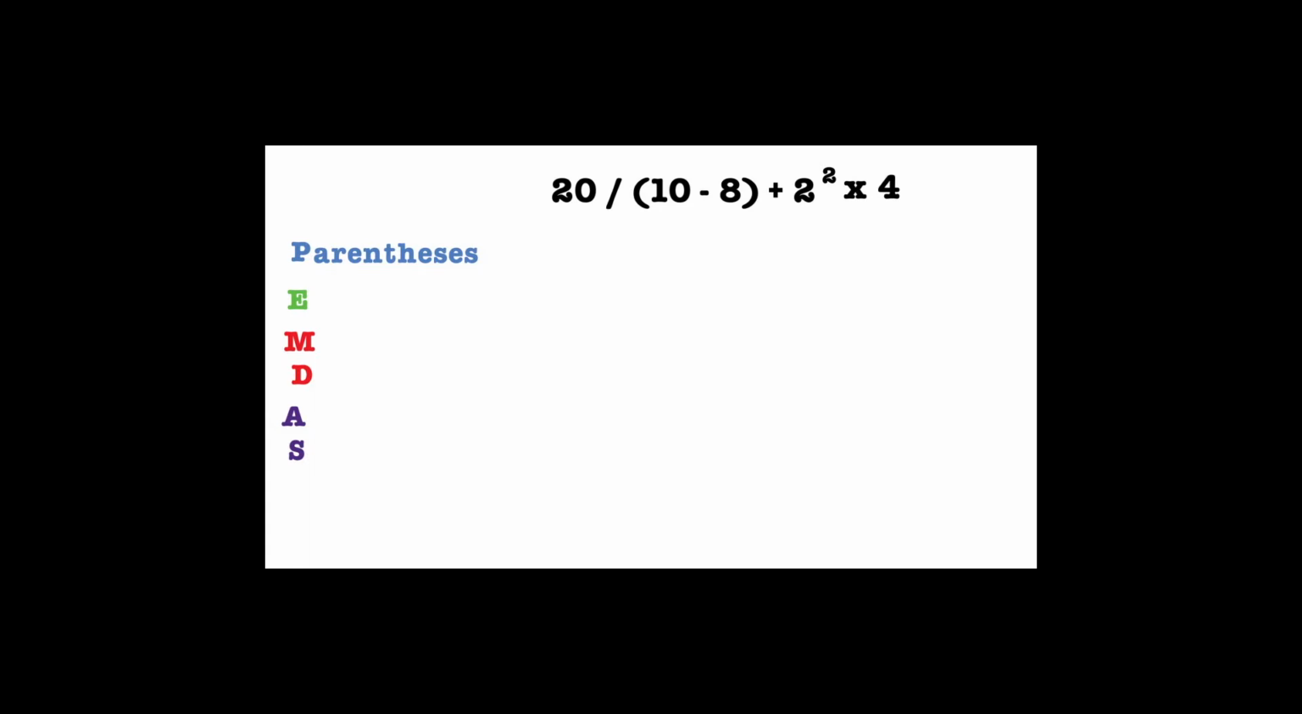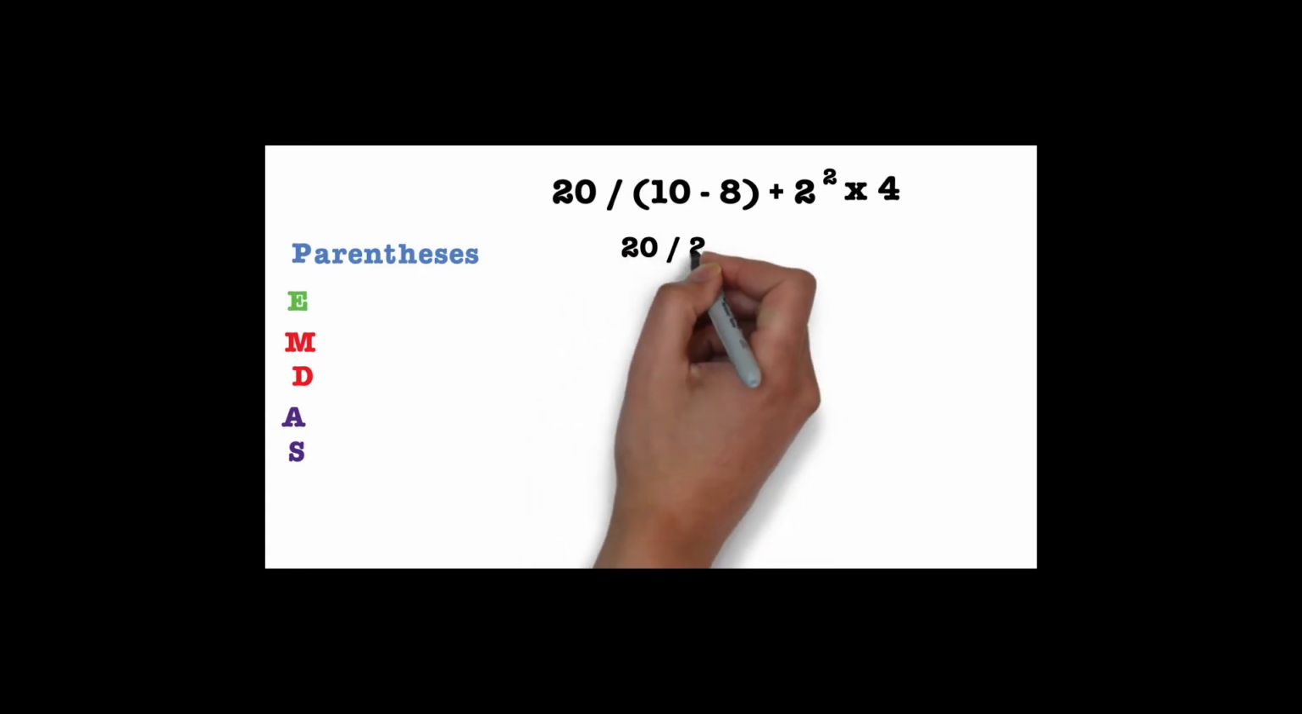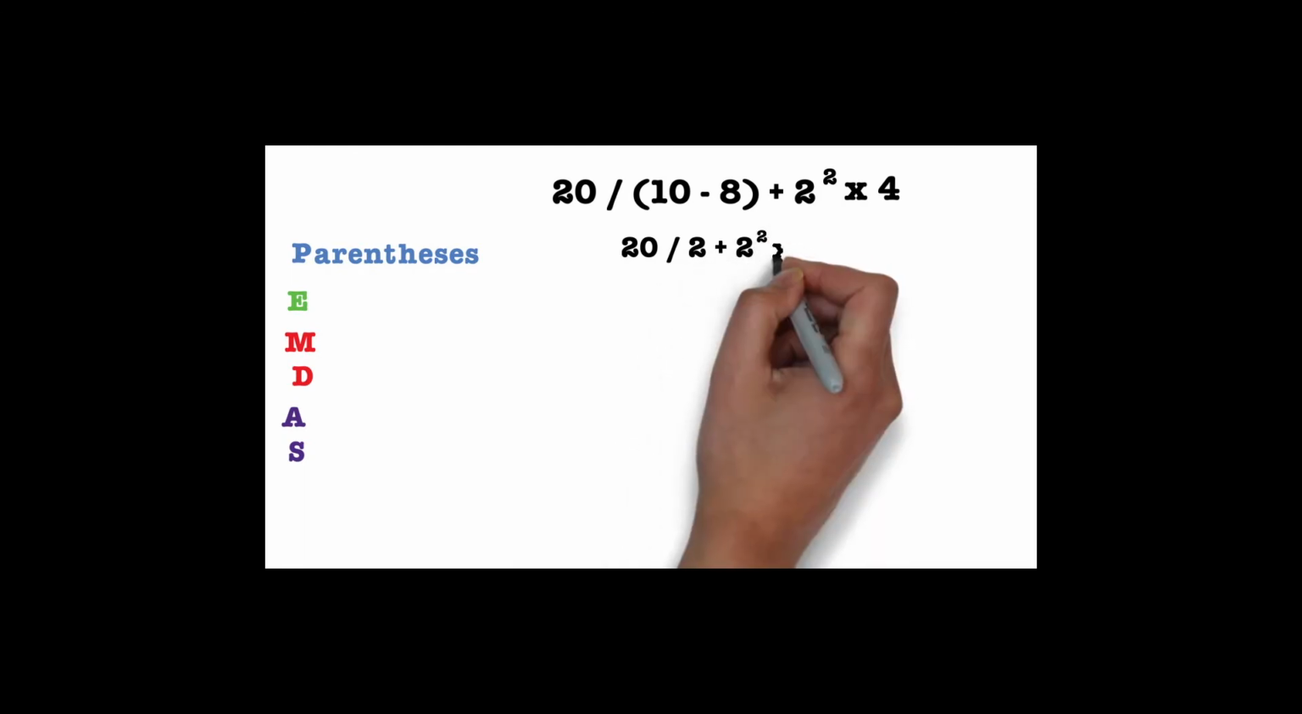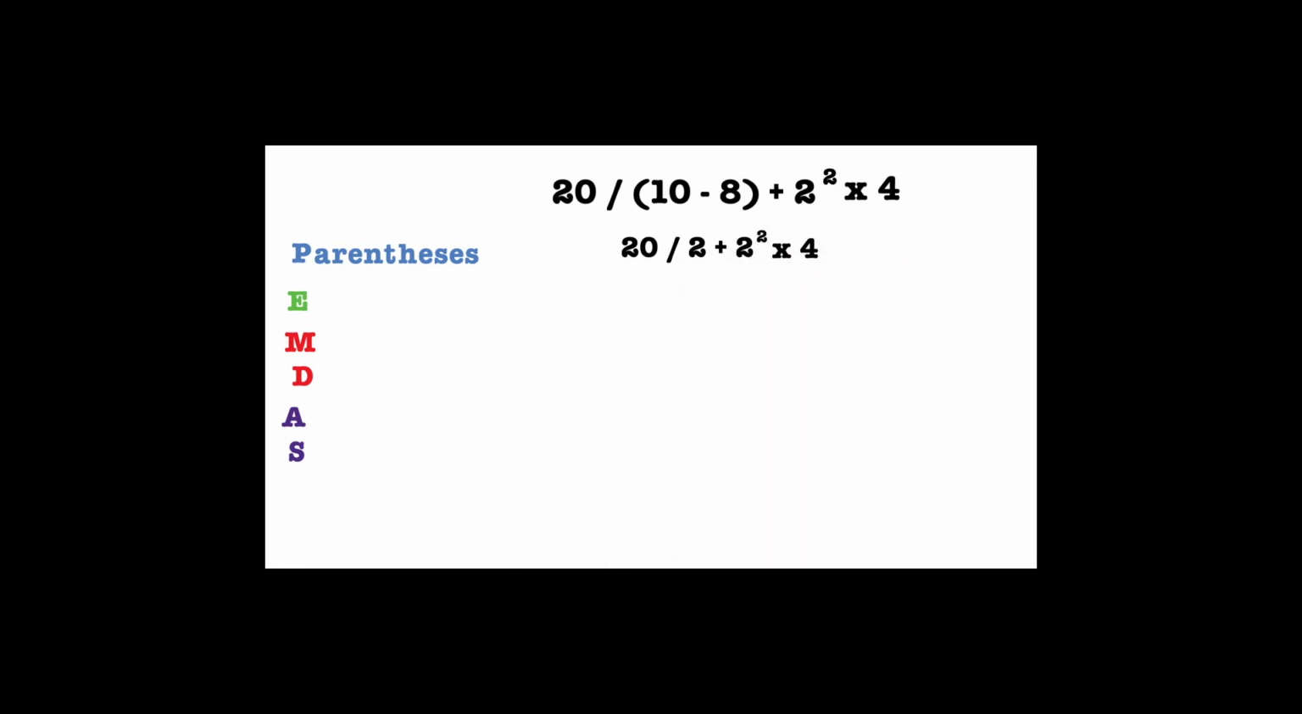It is highly suggested that you rewrite your problem after each step so that your work stays nice and organized. After solving our parentheses, our problem is now 20 divided by 2 plus 2 squared times 4. Now that we have solved the parentheses, we can move on to step 2, which is represented by the E in PEMDAS. The E stands for exponents. Our problem does have exponents, 2 squared or 2 to the second power.